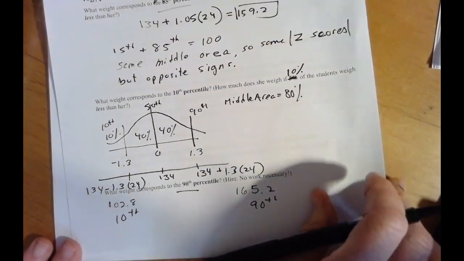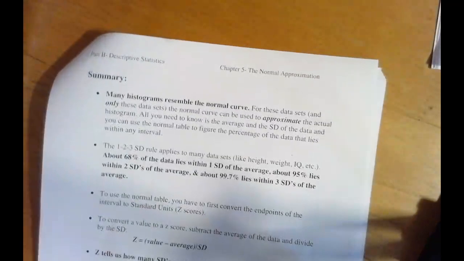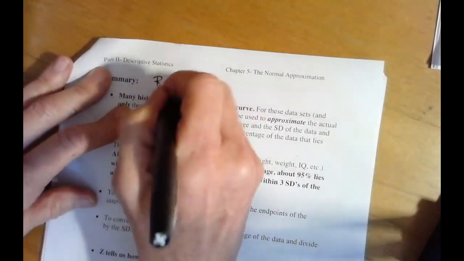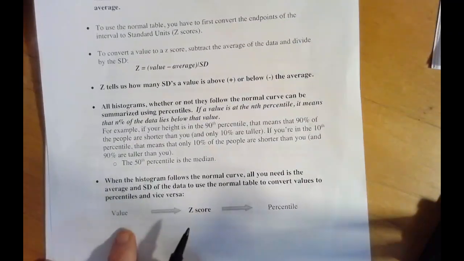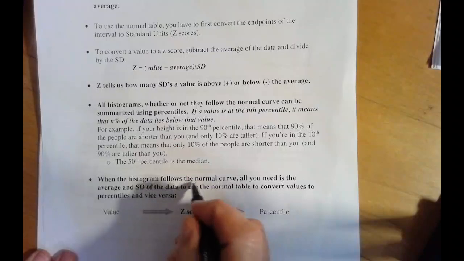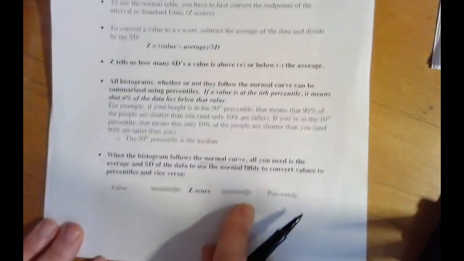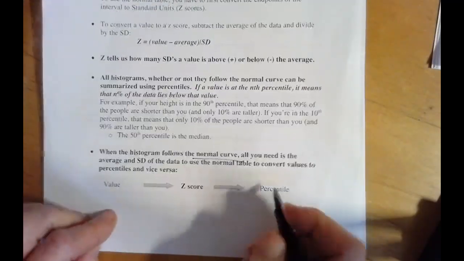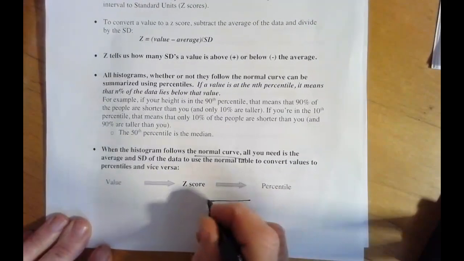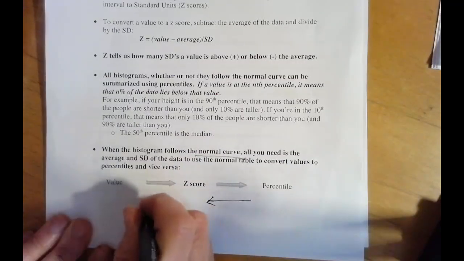So I just want to remind you all now to read the summaries. Read everything. They're the best way to study for the exam. And here's the procedure we've just been doing. If the data follows a normal curve, to get from a value to a percentile, you have to go through a z-score. So if you want to go from the percentile to the value, you have to go this direction.